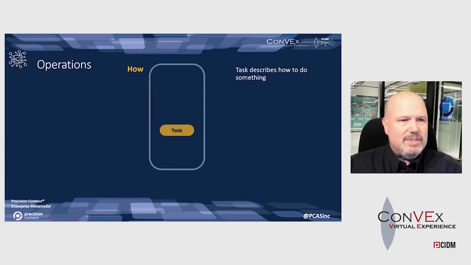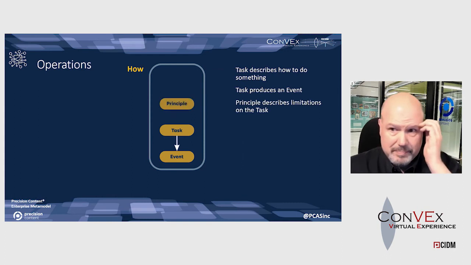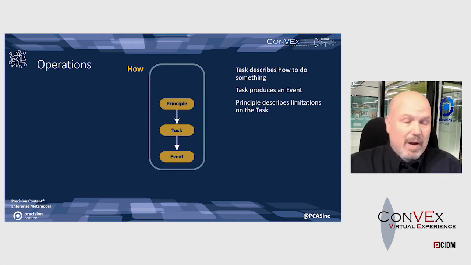Let's look at operations. This is where we live as technical writers most often, living in the operations. All right, starting, of course, with task-based information. So a task describes how to do something. And interesting, of course, when I perform a task, I get an event, I get a result.